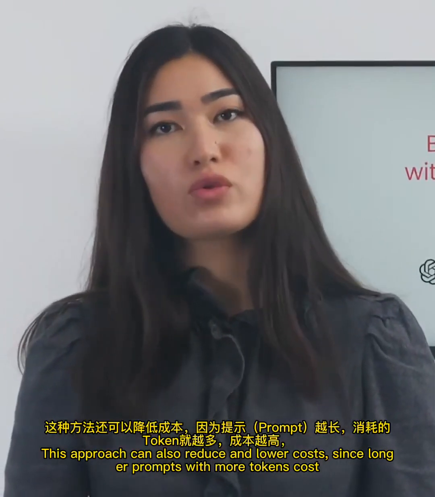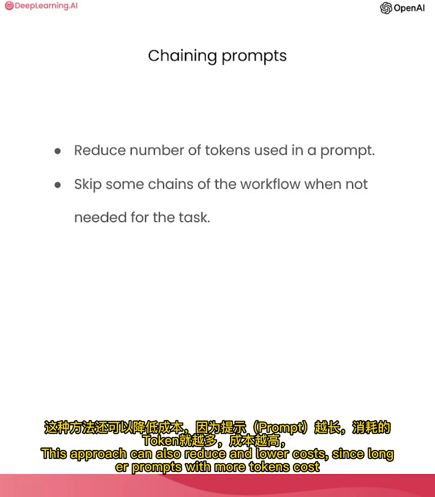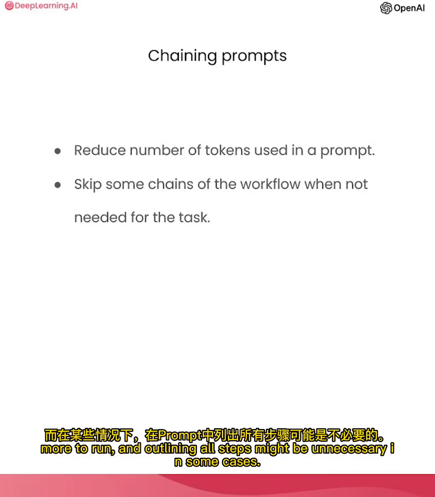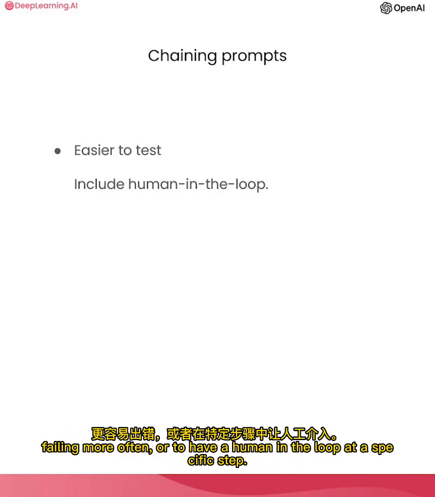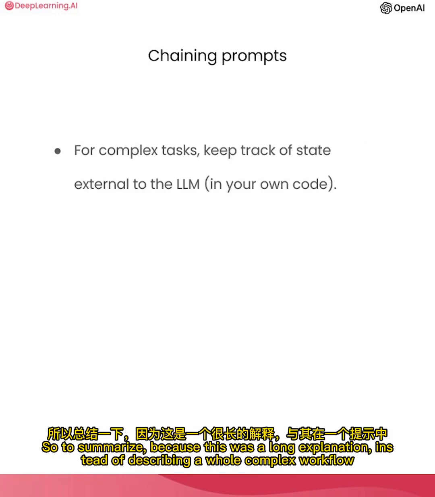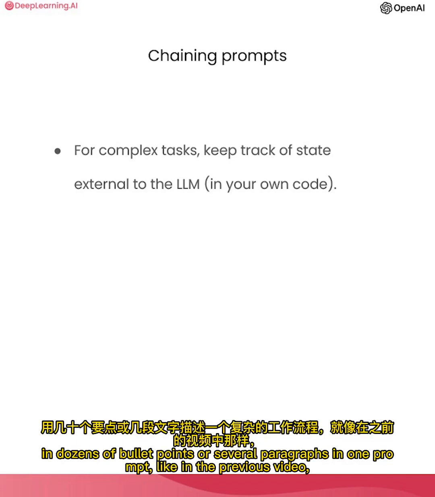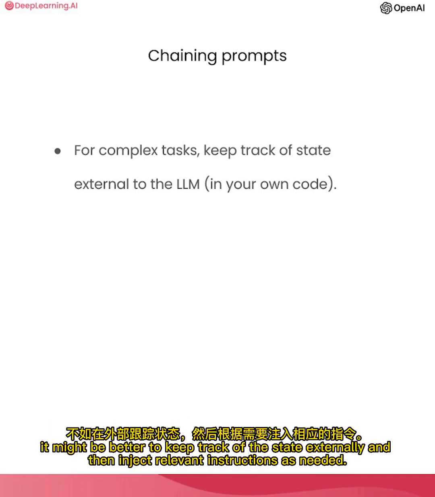This approach can also lower costs, since longer prompts with more tokens cost more to run, and outlining all steps might be unnecessary in some cases. Another benefit is that it is easier to test which steps might be failing more often, or to have a human in the loop at a specific step. So to summarize, because this was a long explanation, instead of describing a whole complex workflow in dozens of bullet points or several paragraphs in one prompt, like in the previous video, it might be better to keep track of the state externally and then inject relevant instructions as needed.